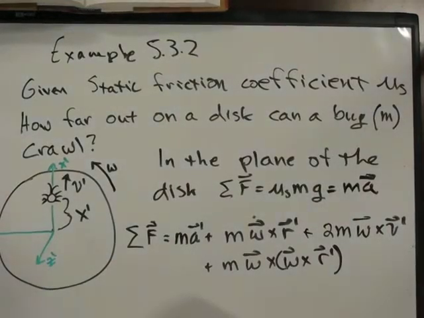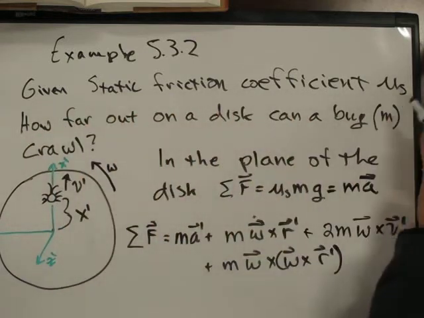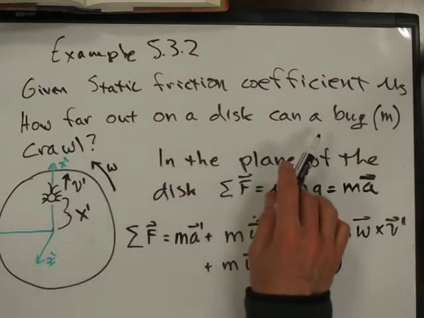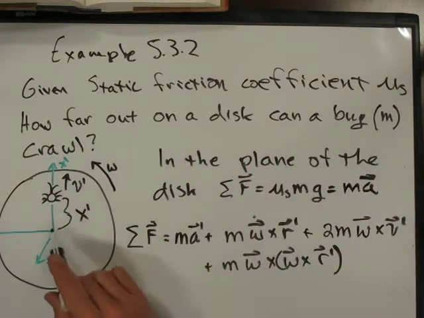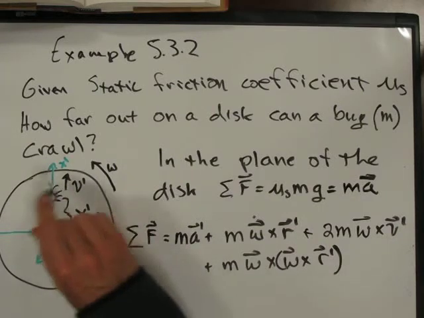So this is example 5.3.2 from the book, and this is pretty similar to what we were doing just a few minutes ago, or in the previous example. Basically it says, given the static friction coefficient mu sub s, how far out on a disk can a bug of mass m crawl before it comes off, right? And so the disk is spinning this way.